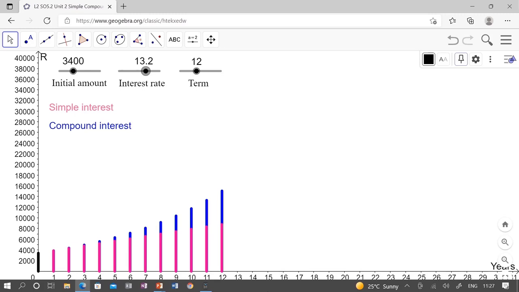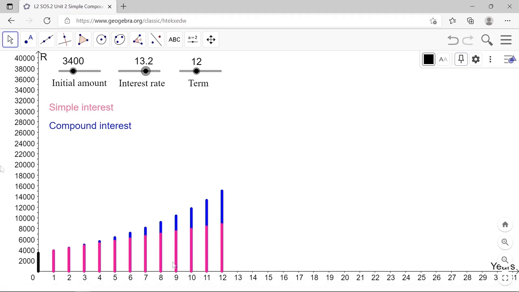So if I were to draw a straight line across the pink bars, you will see that it maps with a constant change. Okay, so have a look at your initial amount, which is 3,400 Rand. The interest rate is exactly the same. It's at 13.2%, and we're looking at a period of 12 years.